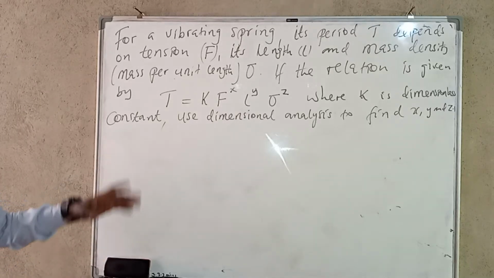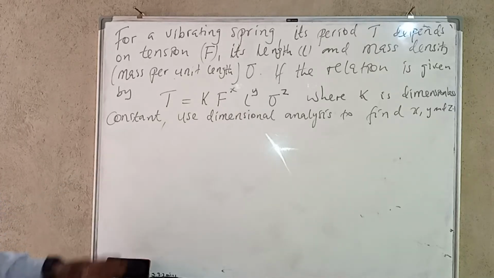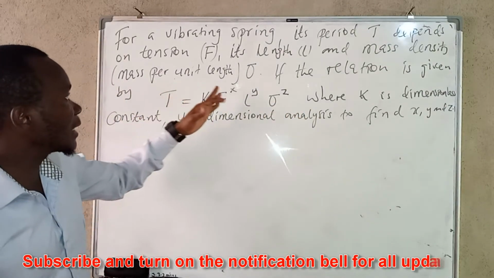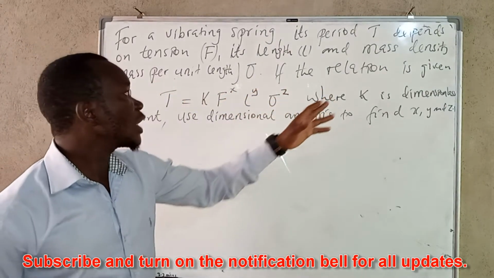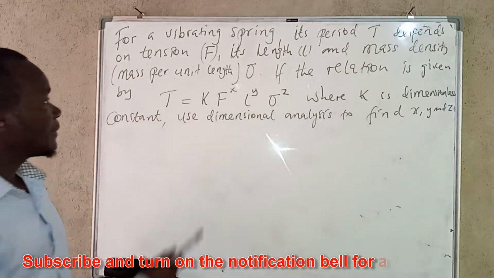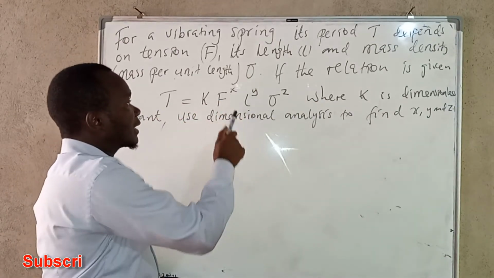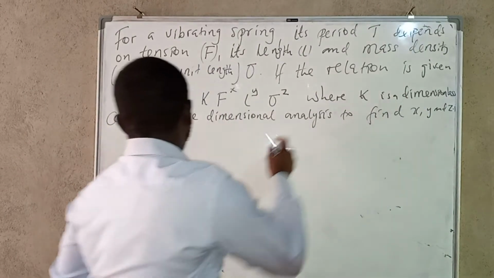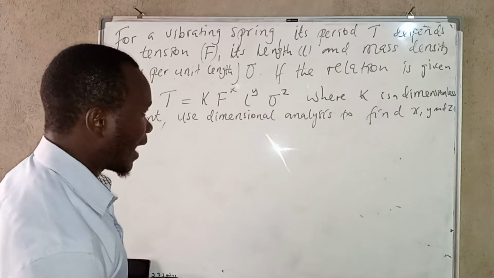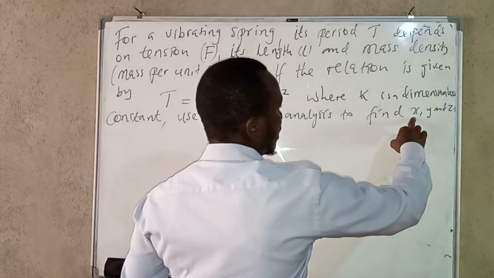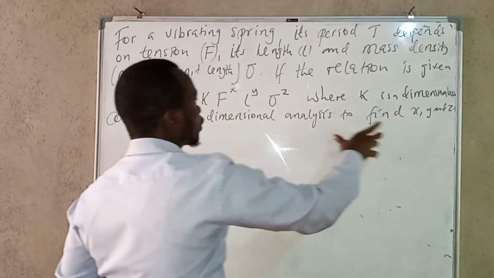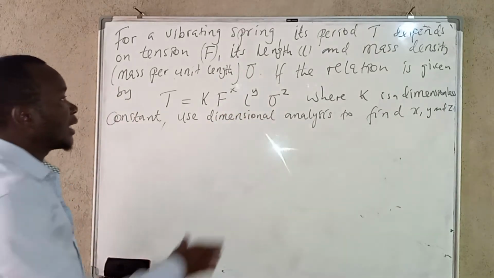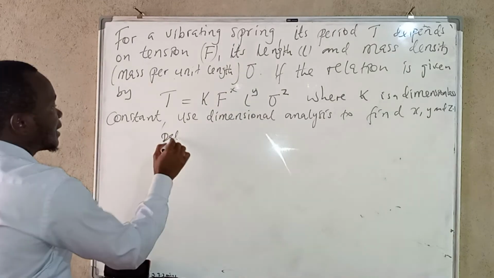The question says, for a vibrating spring, its period T depends on tension F, its length L, and mass density, which is mass per unit length, sigma. If the relation is given by T is equal to K, F to the power X, L to the power Y, sigma to the power Z, where K is a dimensionless constant, use dimensional analysis to find X, Y, and Z. So we're going to find the values of X, Y, and Z by using dimensional analysis.